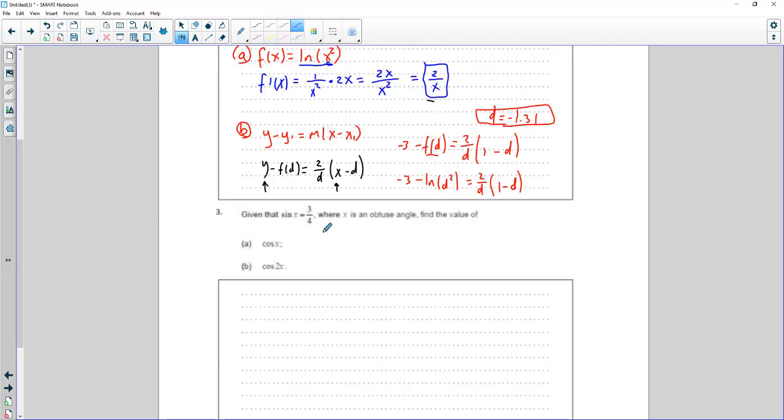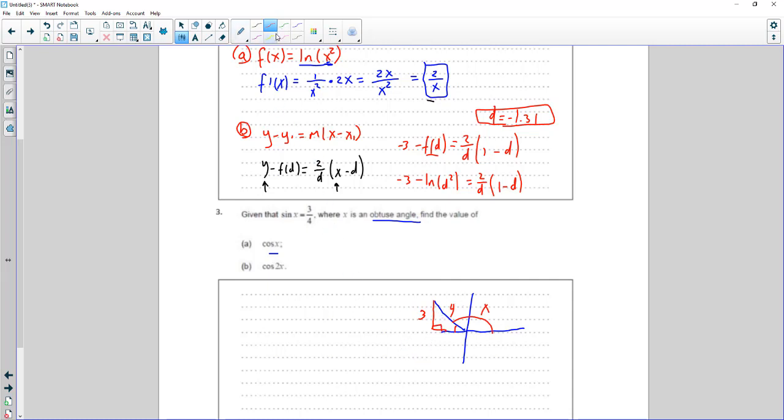Given that the sine of x equals 3/4, where the angle is obtuse, this is very important. Find the value of cosine of x. If I were to draw this situation, I have a sine of an angle. Let's say this angle right here is the angle x. It's obtuse. The sine of x, we'll use the reference angle for that, which is this guy right here. And the sine of x will be 3/4. So this is 3 and this is 4. Sine is opposite over hypotenuse for this right triangle.